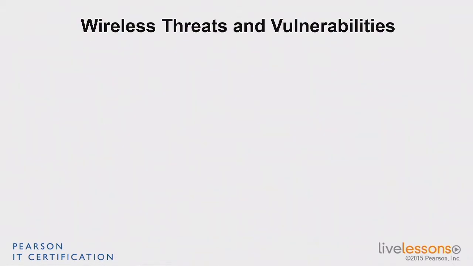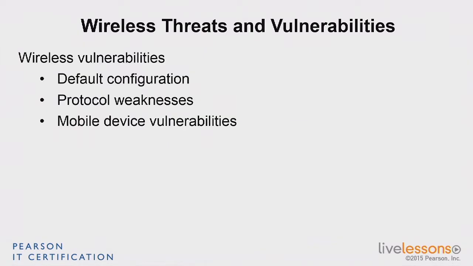Now, there are a number of wireless threats and vulnerabilities that you need to be aware of, which include default configurations, where by default most wireless devices come wide open, broadcasting their SSID with default passwords that are well known and distributed across the internet. There are also protocol weaknesses in a number of the wireless protocols that can easily be exploited, as well as mobile device vulnerabilities that are just inherent to the device that depend upon wireless connections.